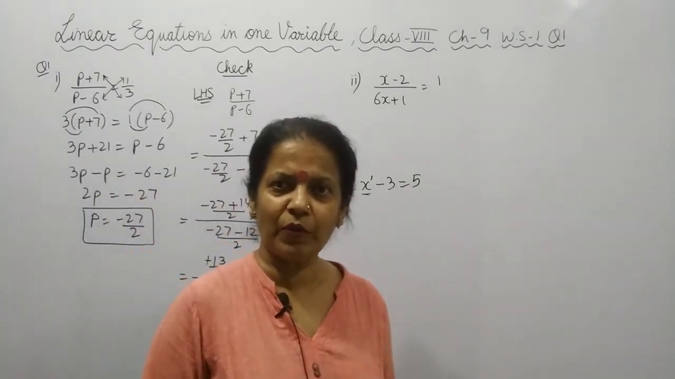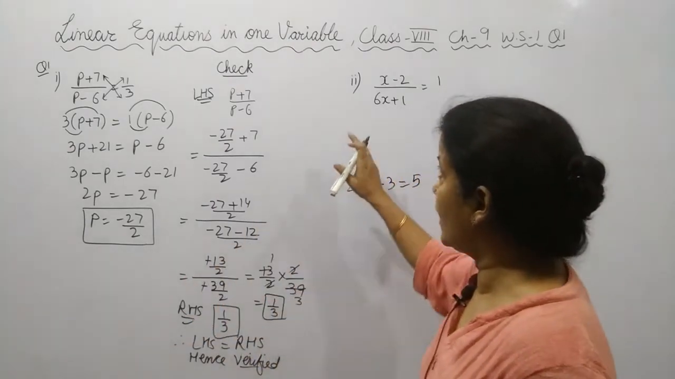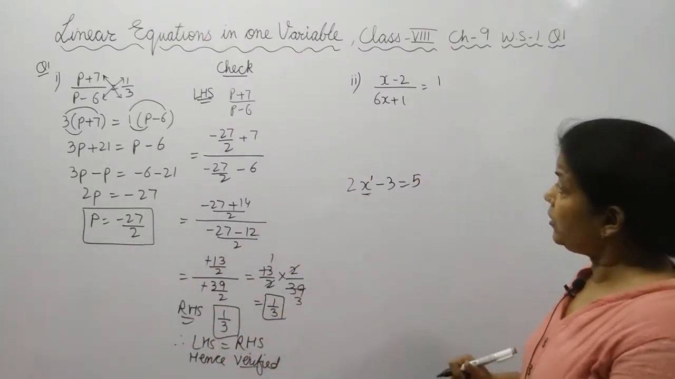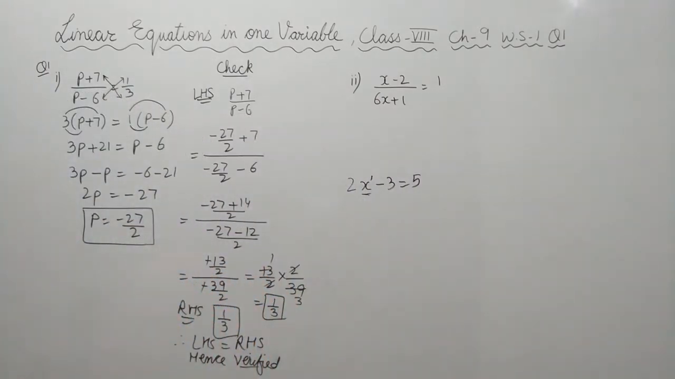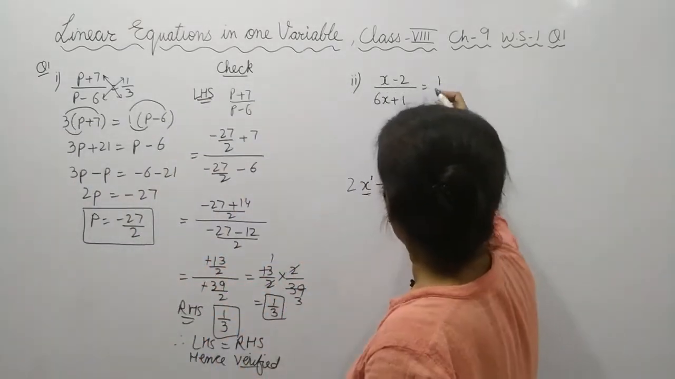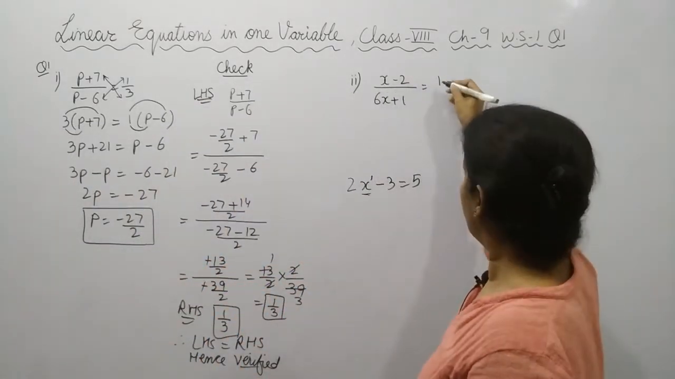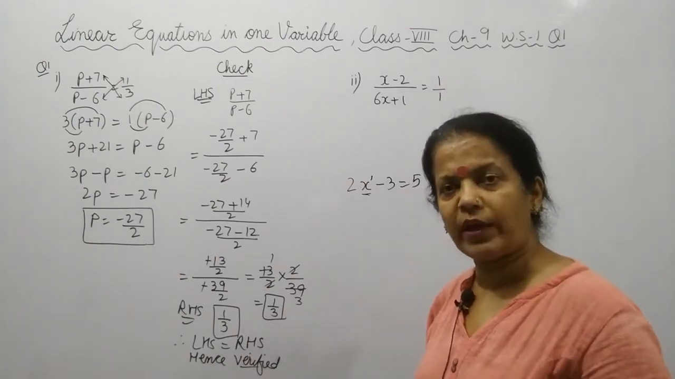Is it clear to all of you? Okay. Now, let's move to the second part. In the second part, how will you solve it? Again, you will follow the same procedure. Means cross multiply. This is 1 and in the denominator also 1 is written.